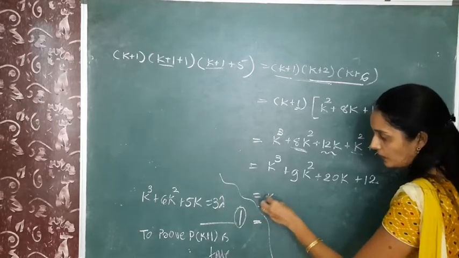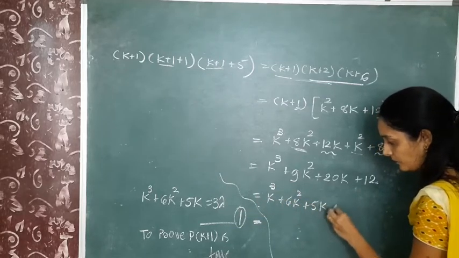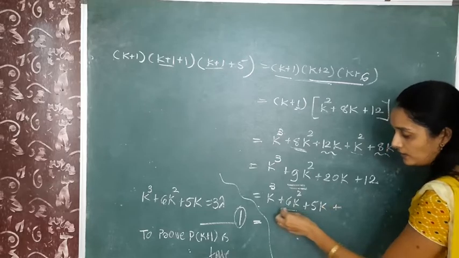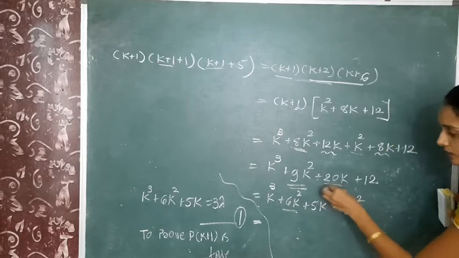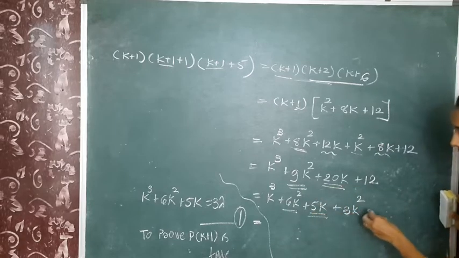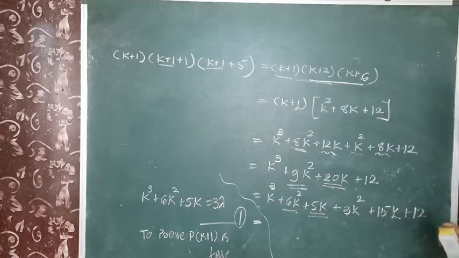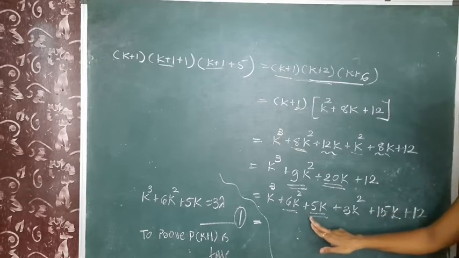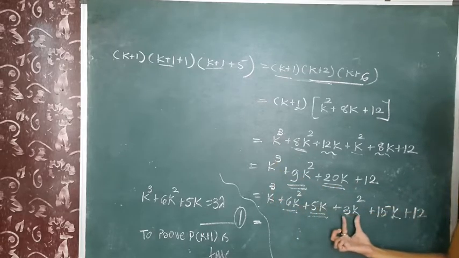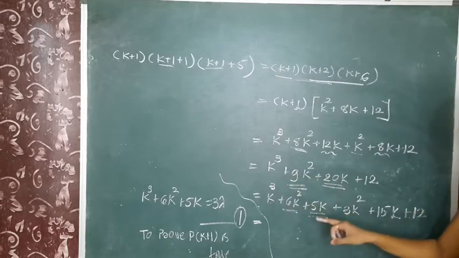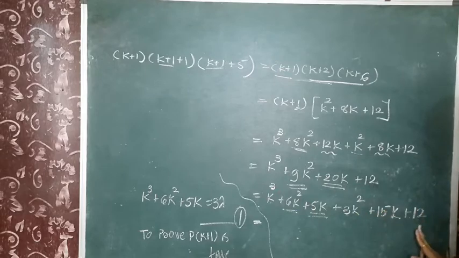So k cube plus 6k square plus 5k. Here 9k square and here 6k square, so I can write 3k square. Here 20k and here 5k, so I can write 15k, and 12 is as it is. Okay. So k cube, 6k square plus 3k square, so 9k square, 5k plus 15k is 20k, and 12 as it is.